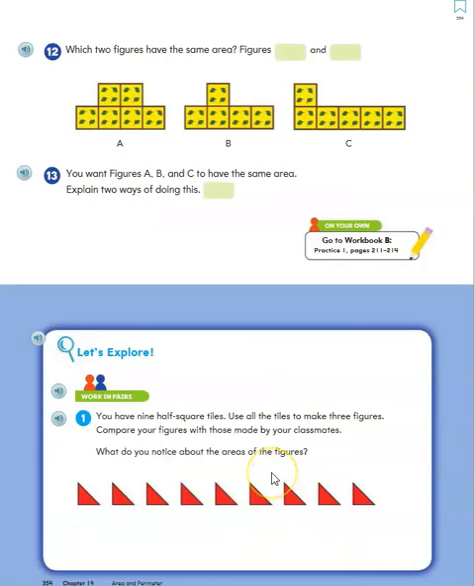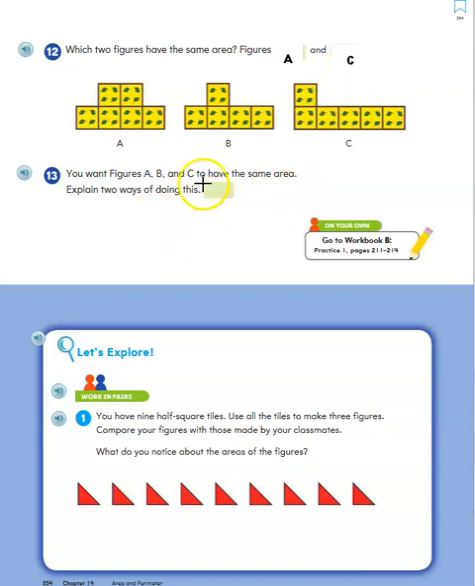Okay, and then number 12, which 2 figures have the same area? So let's count them real quick. 1, 2, 3, 4, 5, 6. 1, 2, 3, 4, 5. 1, 2, 3, 4, 5, 6. So it looks like it would be A and C. So let's quickly write those. So A and C. Okay.